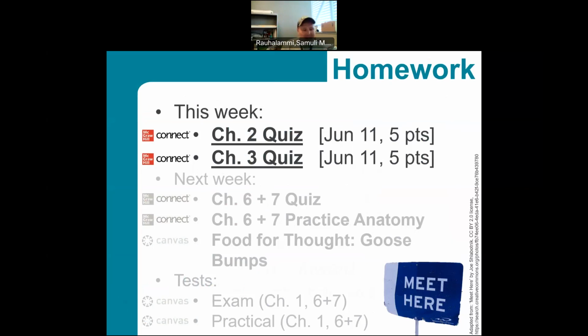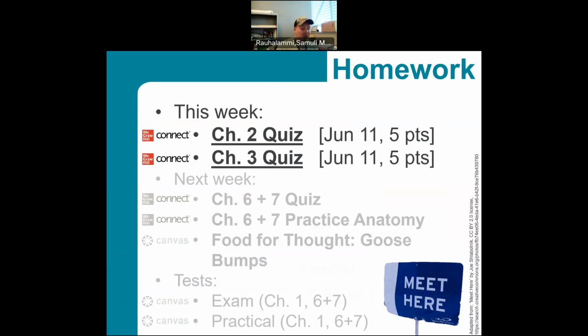I also wanted to quickly highlight what to expect for the next week, because next week is going to be a little busier. Next week, we're completing 2 chapters. So we're completing chapter 6 and chapter 7. In addition to the chapter quizzes, which I have one for each of those chapters, and in addition to the chapter practice anatomies, I also have our first food for thought assignment. It's more of a chance for you to apply what you've learned, a chance for you to write a very, very short answer, maybe a paragraph in length, let's say maybe 5 sentences. It can be whatever you think is sufficient to deliver the answer to the question, but that's lined up for the next week.